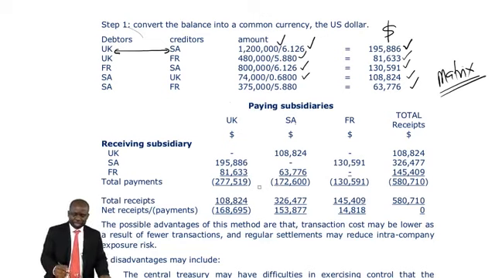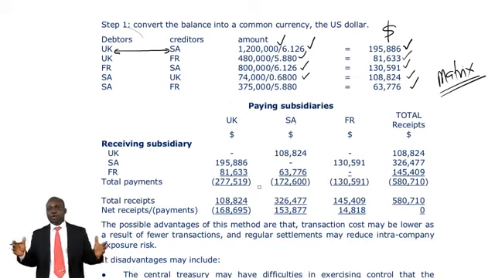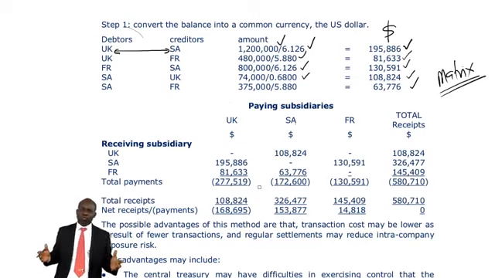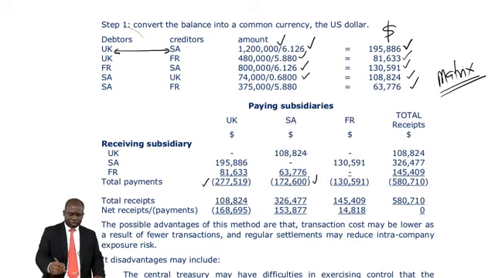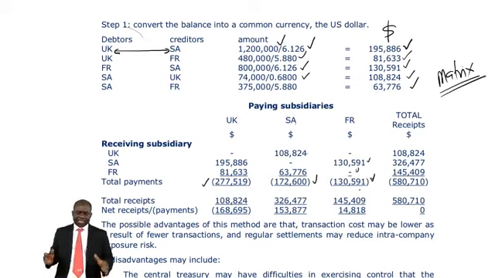When you finish, what will be the total payment for each of the subsidiaries and what will be the total receipt? So UK paying, we said we are reading down. UK had paid this to South Africa and this to France. So the total UK payment is going to be this amount. Total South Africa payment will be this plus that. You are reading down. Total France payment, this and that, and then you will come and get that.